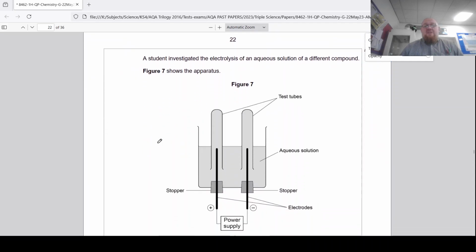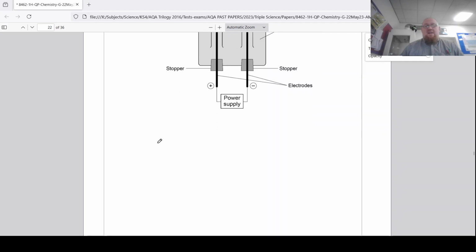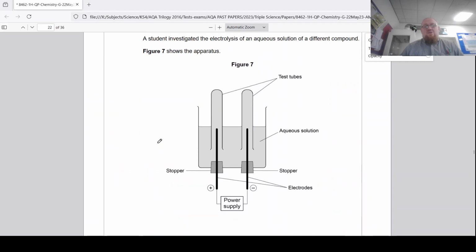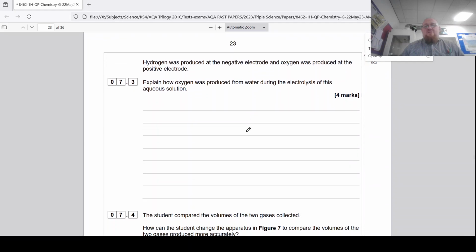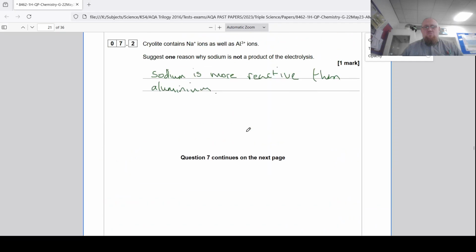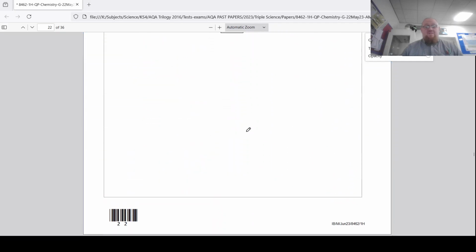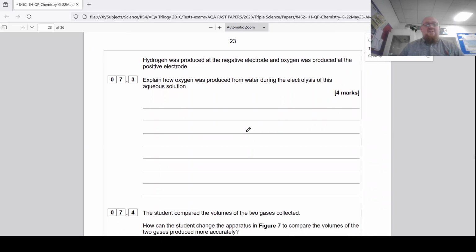A student investigated the electrolysis of an aqueous solution of a different compound, and there's a lovely diagram of it. And we can see what we've got is some test tubes which are balanced on the beaker. They've been filled up so that they collect the gas quite nicely. Hydrogen was produced at the negative electrode and oxygen was produced at the positive electrode. Explain how oxygen was produced from water during the electrolysis of this aqueous solution.